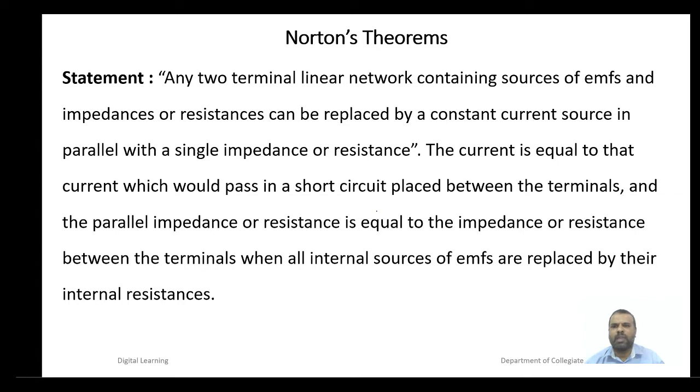The statement of Norton's theorem is: any two-terminal linear network containing sources of EMFs and impedances or resistances can be replaced by a constant current source in parallel with a single impedance or resistance. The current is equal to that current which would pass in a short circuit placed between the terminals, and the parallel impedance or resistance is equal to the impedance or resistance between the terminals when all the internal sources of EMFs are replaced by their internal resistances.